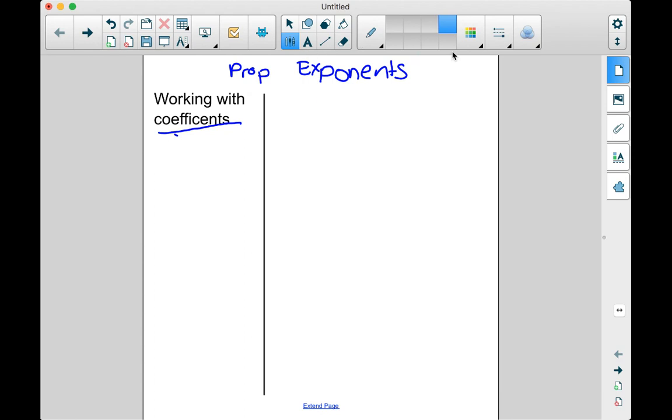So first of all, let me define what I mean by coefficient. If I have this problem, 2 times a to the power of 3, I have a couple different parts that we've already talked about within this expression. So my a, you all know this, that's what we call the base. This power of 3 is what we call the power or the exponent. And then we have this 2 right here, and that's what we call the coefficient.